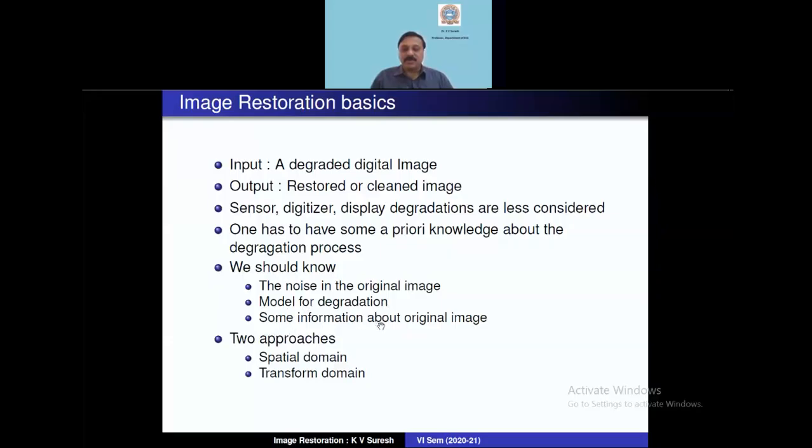In fact, we should also know something about the original image. That means some information about how the original image was. Because if this is known, whenever I do a restoration process, I can compare my result with this original and say I have done a good job. As usual, just like in image enhancement, here also there are two approaches. One is spatial domain, the other is transform domain. So either I can perform restoration in spatial domain, or I can perform restoration in transform domain.